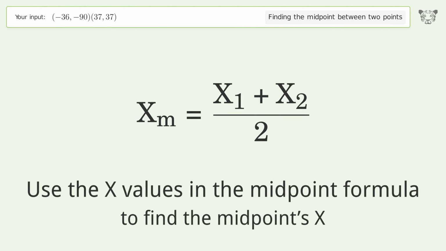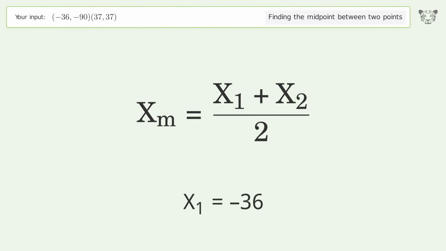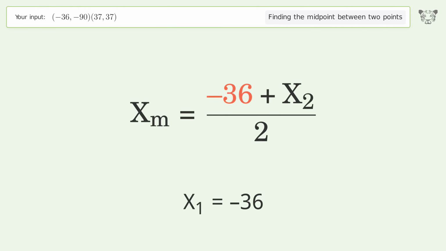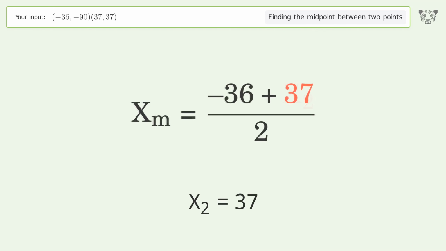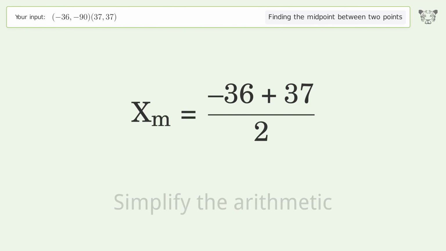Use the x values in the midpoint formula to find the midpoint's x. x1 equals negative 36. x2 equals 37. Simplify the arithmetic.